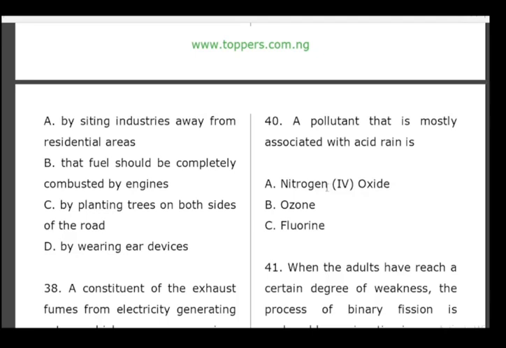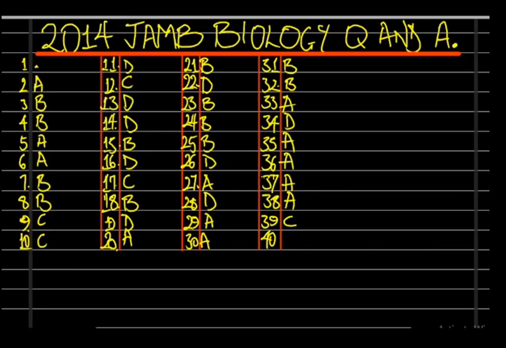So that is the answer to that question, option A. So option A is our answer to question 40.